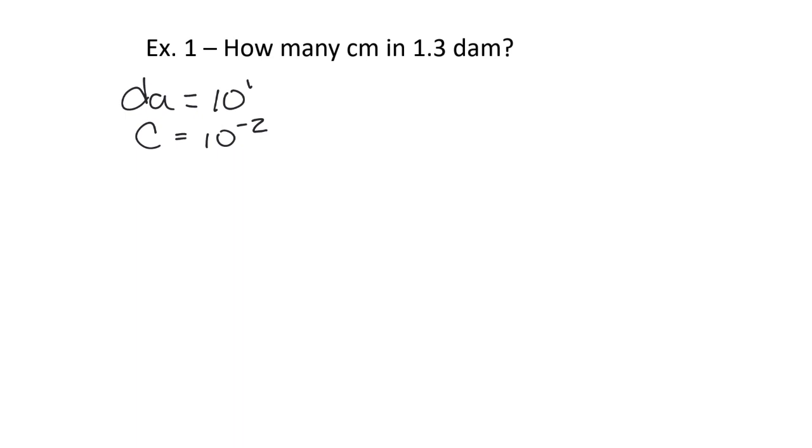So we're going to say 1 decameter equals, and now we're going to have to figure out how many centimeters. Now to do that, you're going to take the big number minus the smaller number, just the exponents. So 1 minus a minus 2 is a 3, is 10 to the 3 centimeters.